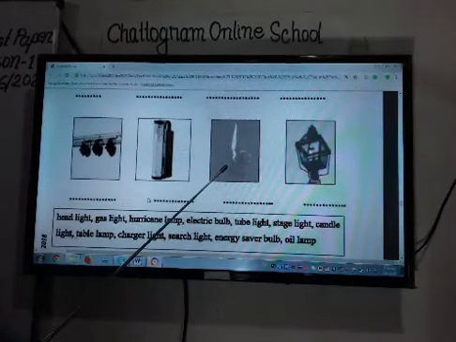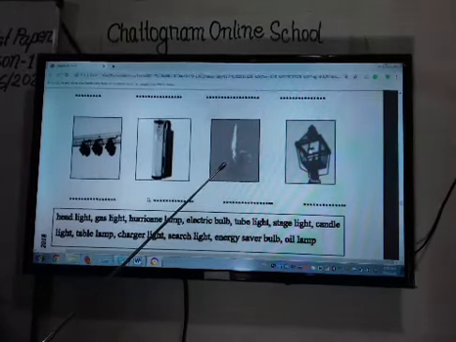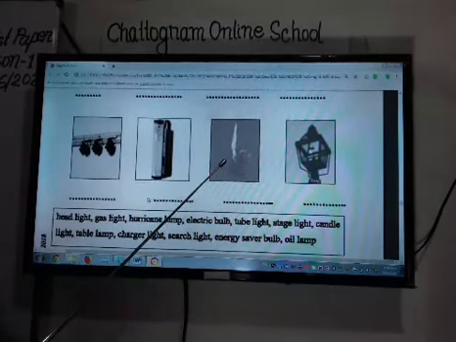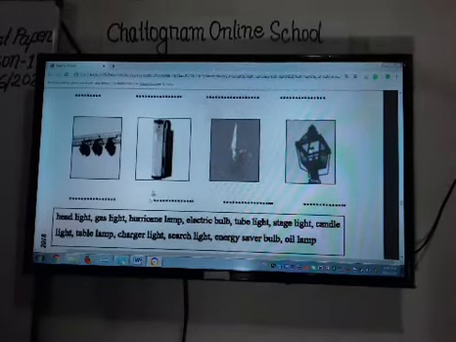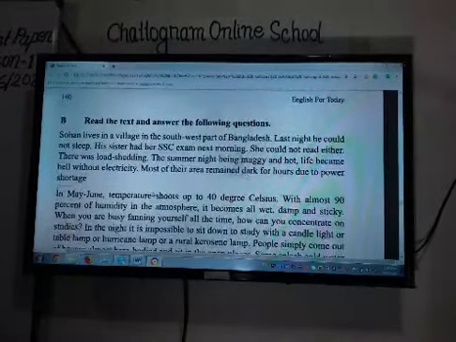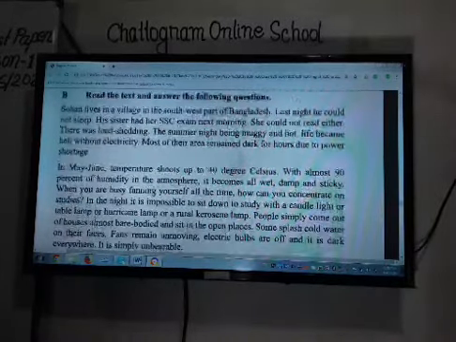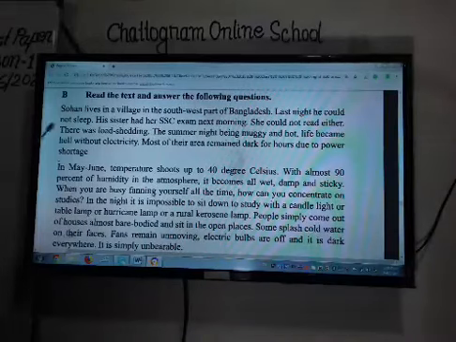This is, you can see clearly perhaps, a well lamp. And finally we see it is a gas light. Students, now go to page 140, and let's move on to Section B. Read the text and answer the following questions.